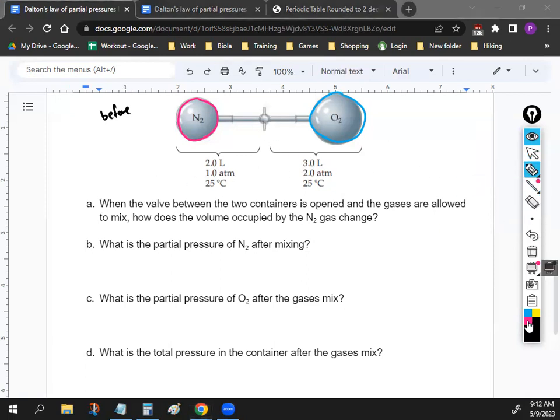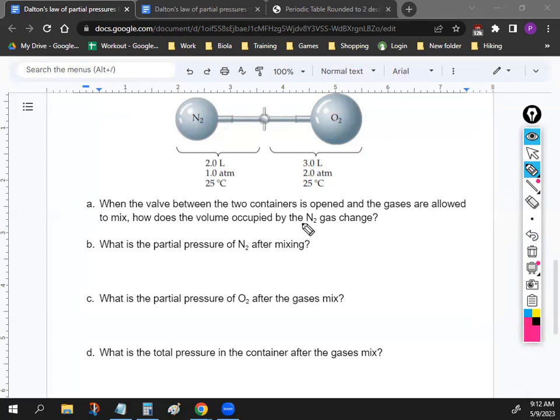So the nitrogen is going to basically spread out. It's going to go to this side and mix with the oxygen, and the oxygen is going to go to the other side and mix with the nitrogen, okay? All right. So let's do the first problem. The gases are allowed to mix. So it's asking us about nitrogen.